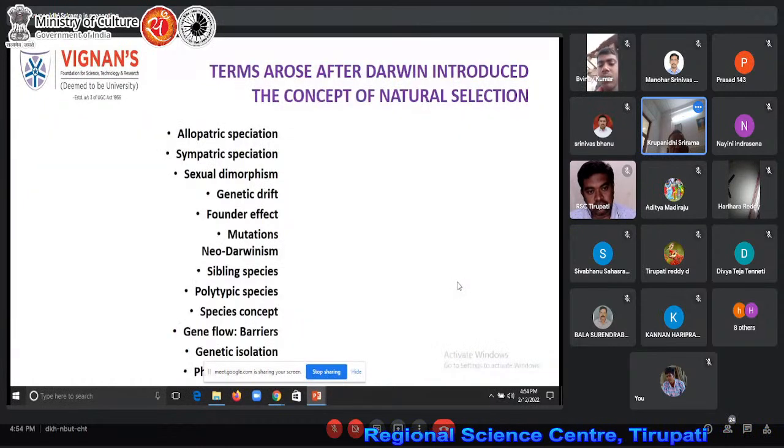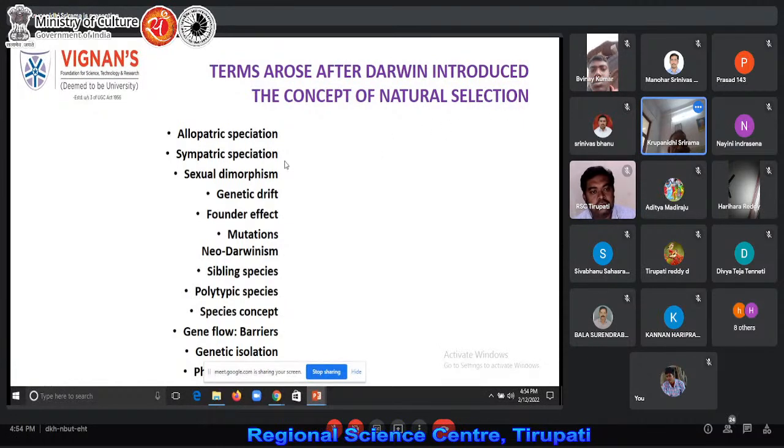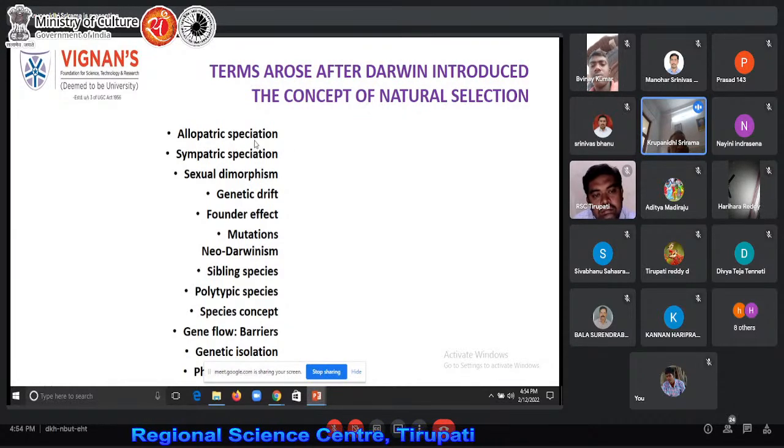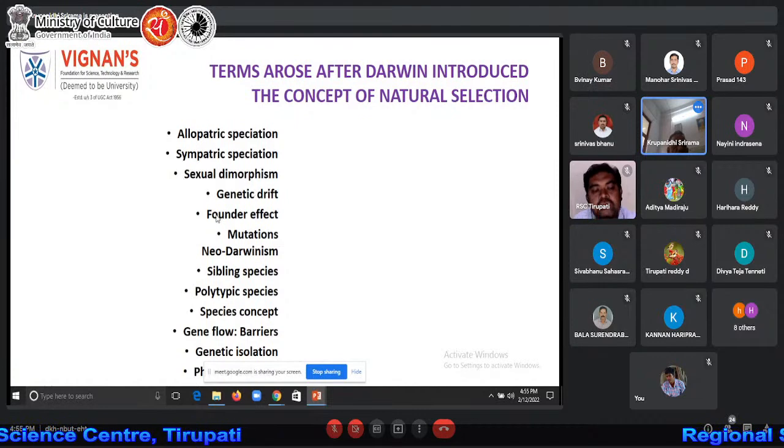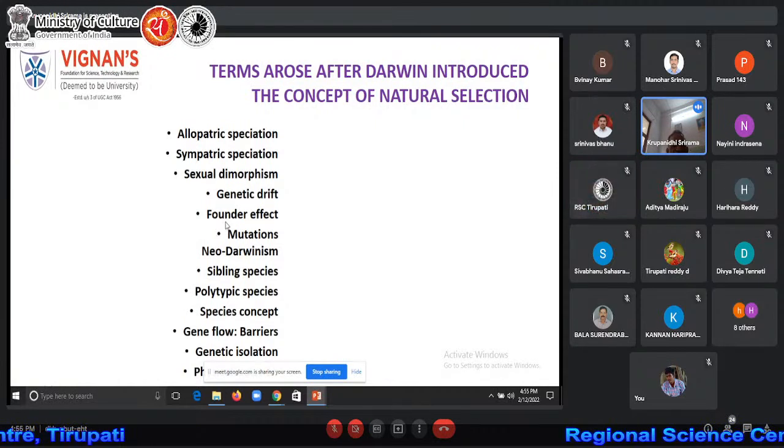So now let us see the terms that arose after Darwin introduced the concept of natural selection. Allopatric speciation, sympatric speciation, sexual dimorphism, genetic drift. Allopatric speciation means there is a mechanical barrier like the Isthmus of Panama. Sympatric speciation means there is a genome variation. And sexual dimorphism, as we have seen in the case of the blue-footed booby. And again, genetic drift happens in small populations. Founder effect is very interesting, wherein retinitis pigmentosa, a defect, has become prominent in the Tristan da Cunha islands of this British colony.